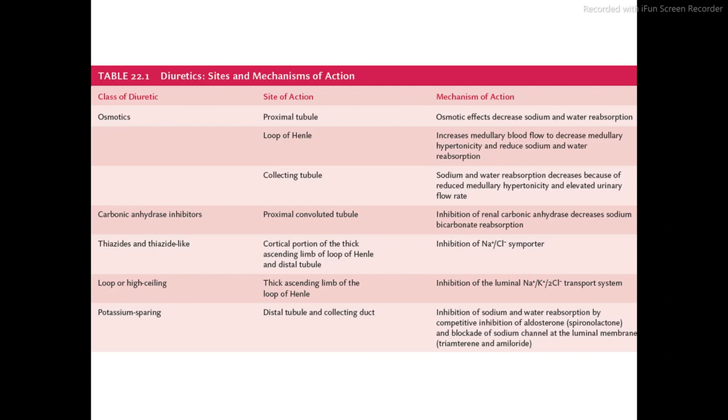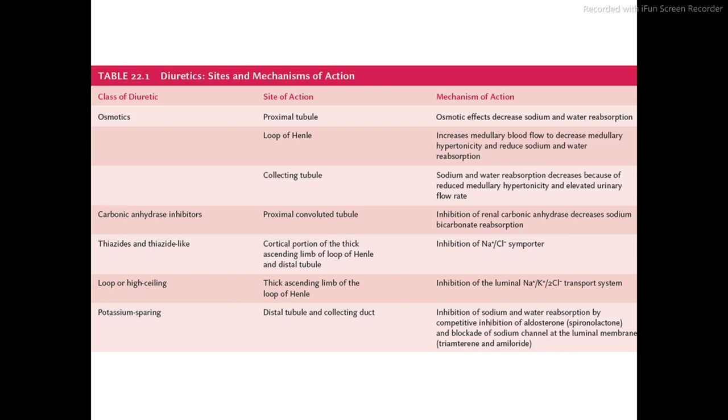Then the next class is the carbonic anhydrase inhibitors. The mechanism of action is inhibition of the renal carbonic anhydrase enzyme, which decreases sodium bicarbonate reabsorption. Yesterday we discussed this carbonic anhydrase. So what is the role of the carbonic anhydrase enzyme? It synthesizes carbonic acid from the carbon dioxide and water, and that carbonic acid donates the H plus ion, and it acts as an exchange material.